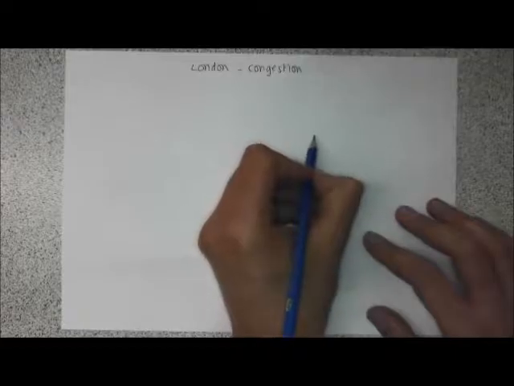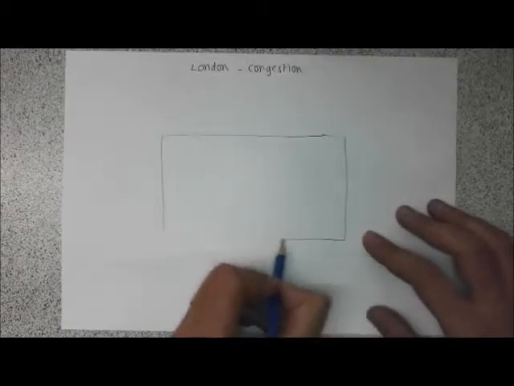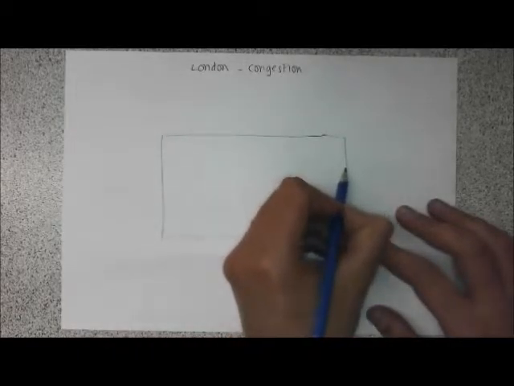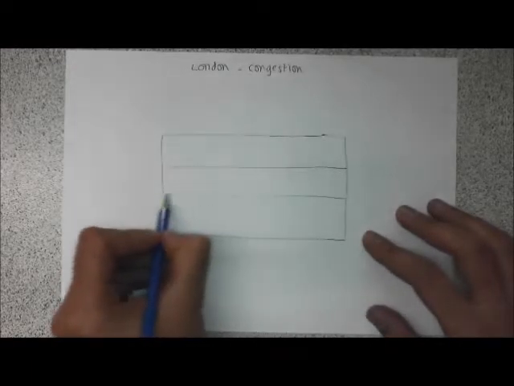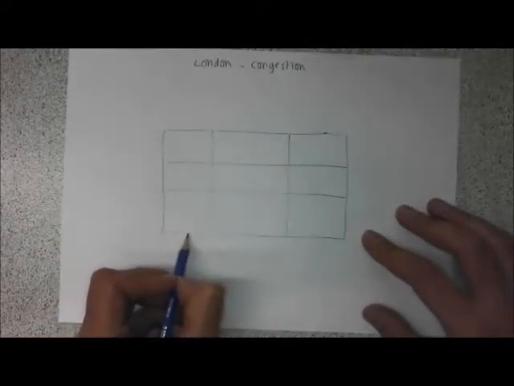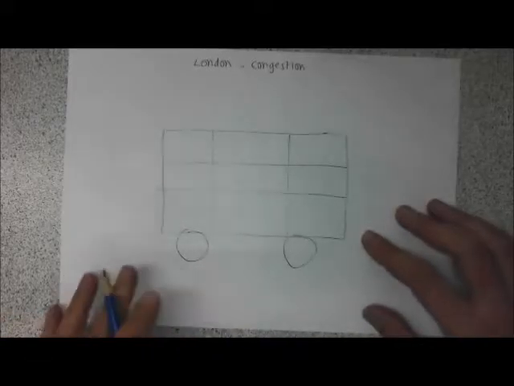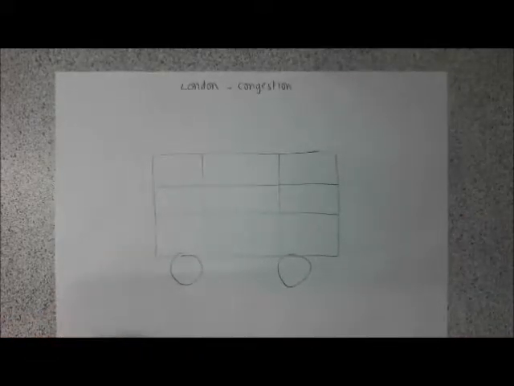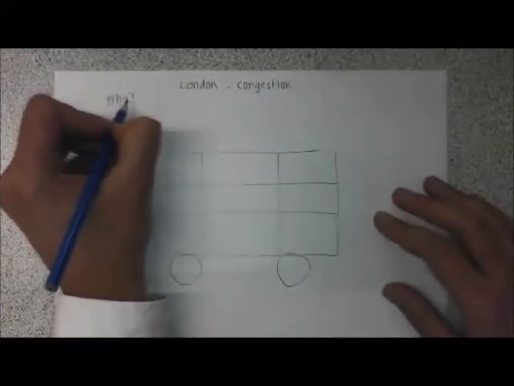And the way that we're going to remember this is by drawing what looks roughly like a London bus. Okay? So you'll need to have 3 sections across and 3 sections down. So you're essentially making a 3x3 box, and then we're going to put some wheels on the bottom so it looks vaguely bus-like.